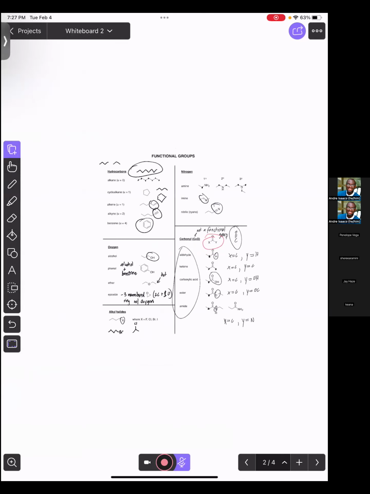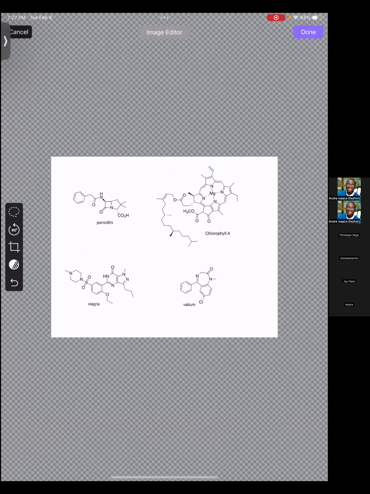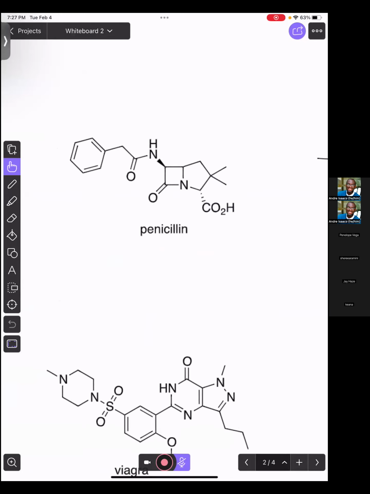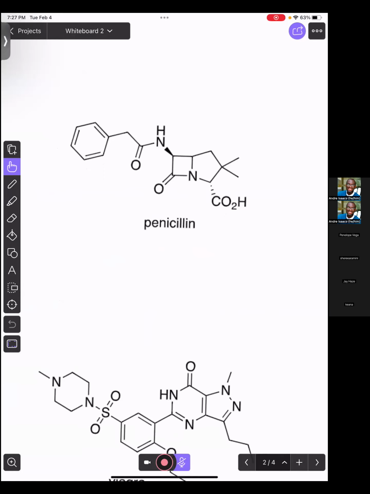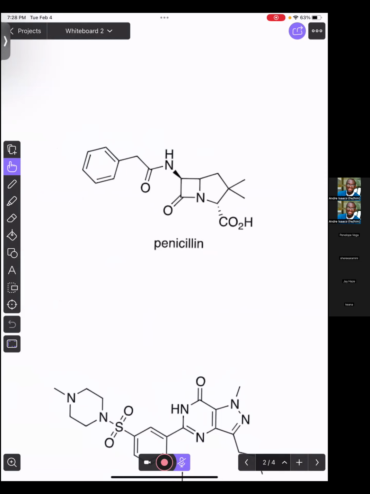Let me pull up another file. I have a bunch of molecules, and what we're going to do is see if we can identify functional groups. Let's start off with penicillin. This is the structure of penicillin, and what I want you all to do is to see if you can identify any functional groups.